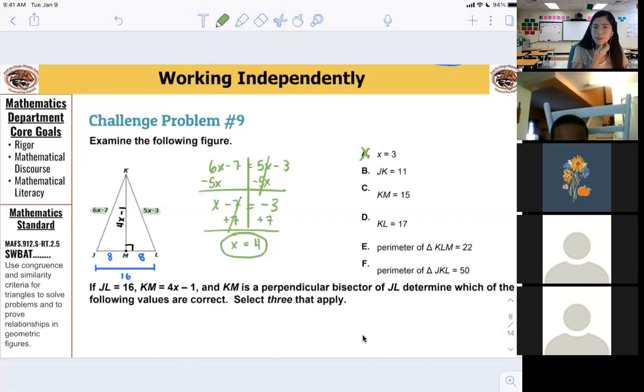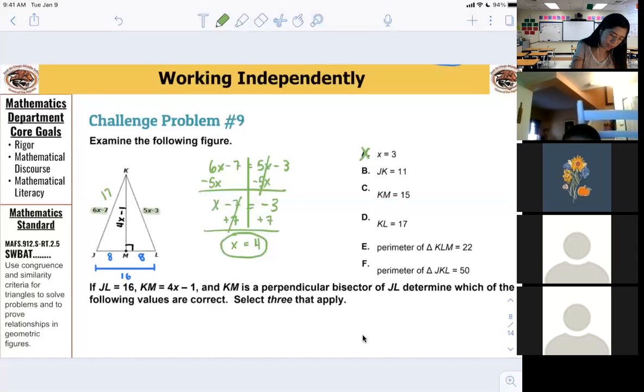What do I get for the length of JK? How long is JK? 24 minus 7 is equal to. Carol, stop distracting me. 24 minus 7. What is? No. It's not, yeah, 17. Good.